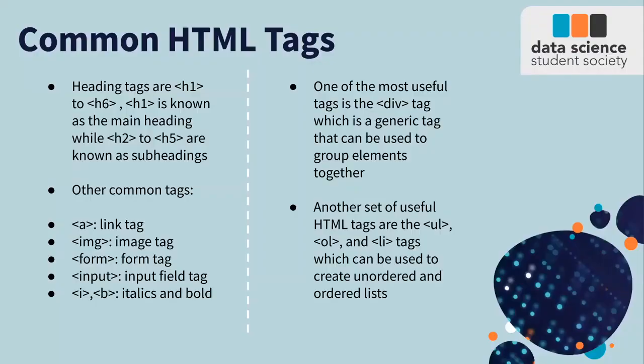Other common tags are A, which is used to create links, IMG, which is used to display images, form and input, which are used to collect user input, and I and B, which can be used to make text italicized and bold respectively. Additionally, one of the most used tags is the div tag, which is a generic tag that can be used to group elements together. Other useful HTML tags are the UL, OL, and LI tags, which can be used to create unordered and ordered lists.